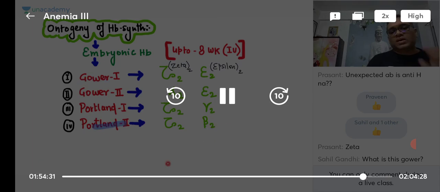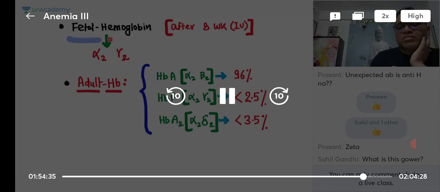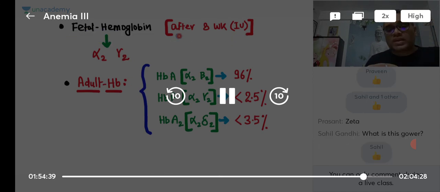After that there will be formation of the fetal hemoglobin. So when will fetal hemoglobin be formed? After 8 weeks of intrauterine life. See, embryonic hemoglobin is up to 8 weeks. Fetal hemoglobin is after 8 weeks of intrauterine life. So what does fetal hemoglobin consist of? Alpha 2 and gamma 2. That is a very important question. Fetal hemoglobin consists of alpha chain and gamma chain. Alpha 2, gamma 2. Alpha gamma is called fetal.